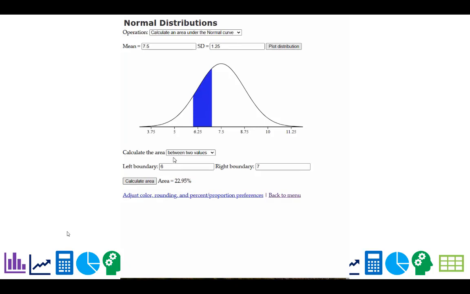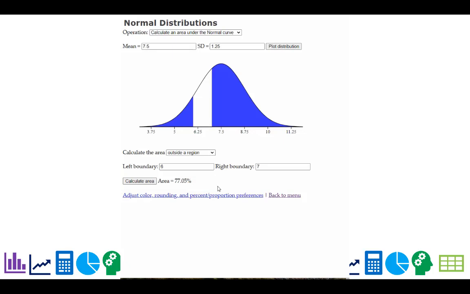What if we wanted to find the percent of babies who weigh more than 10 pounds? That would be to the right of a value. And I would just put 10 in there and hit calculate area. And there you go, 2.28%. So you can find between two values, to the left of the value, to the right of a value, or outside of a region. So if I did outside of a region, I could do 6 and 7 pounds. So that would be 77% of the babies, a little over, do not weigh between 6 and 7 pounds.